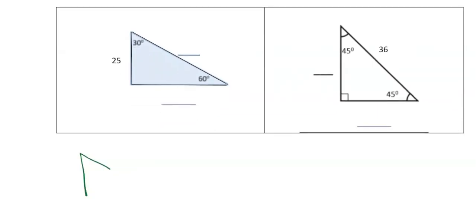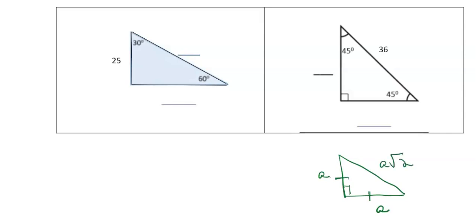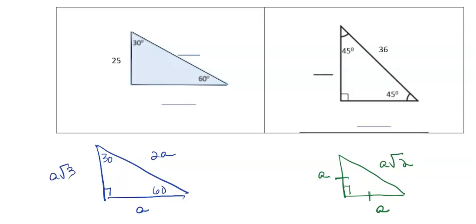By the way, 45, 45, this is your relationship. So if you know these two are equal, then, well, let's do this. Let me put this under the 45, 45. Okay, so this is the relationship. This is the A, this is the A, this is the A root 2. Then you have 30, 60, 90. I'll do it in the same orientation. This is the A, this is the 2A, this is the A root 3. You just have to know this, okay? It comes up all the time.